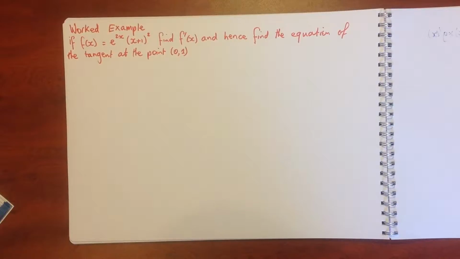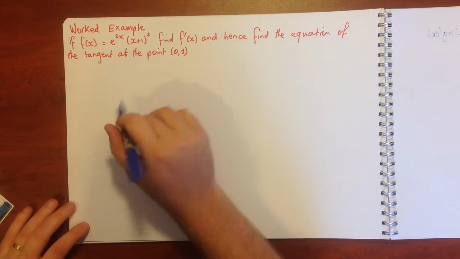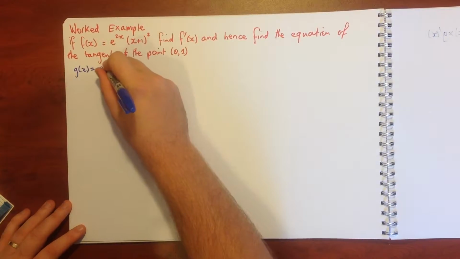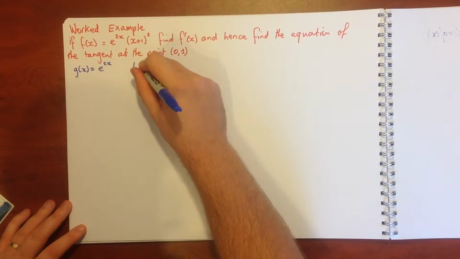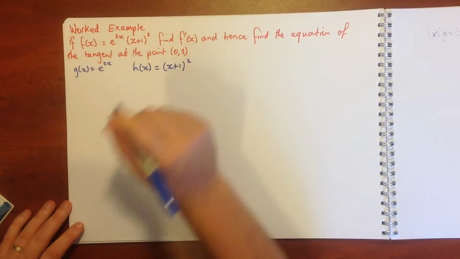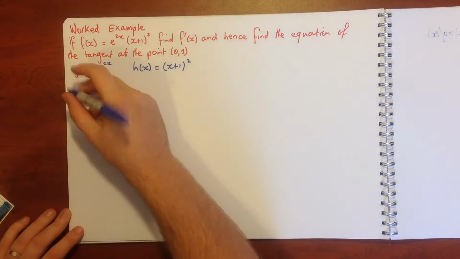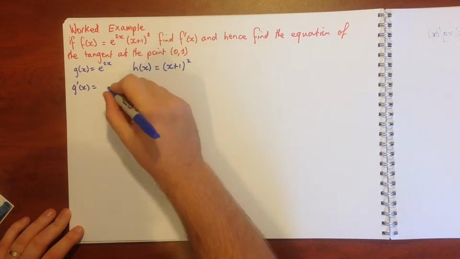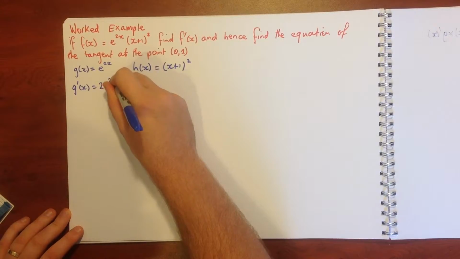Which is, if f(x) = e to the 2x times (x plus 1) squared, then we want to find f'(x) and hence find the equation of the tangent at the point (0, 1). So we need to start off by actually finding our derivative. Again, we're going to say g(x) is going to be e to the 2x, and h(x) is going to equal (x plus 1) squared. Then our g'(x): remember our constant just comes out the front, so that makes it 2e to the 2x.